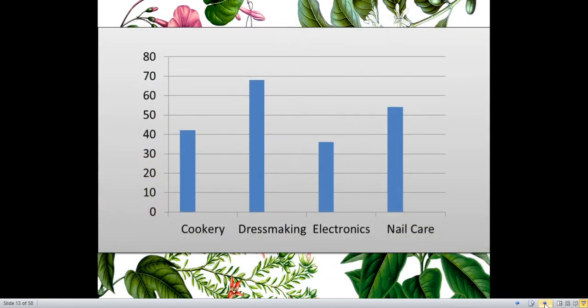So here is the bar graph that is made. You have here the cookery, dressmaking, electronics, nail care. Based on the bar graph, we're going to answer 5 questions on the next slide of this presentation.